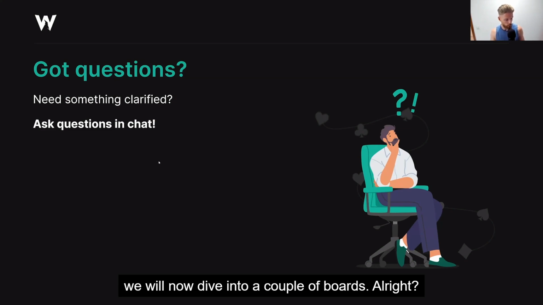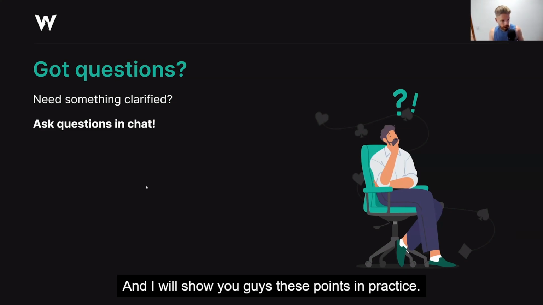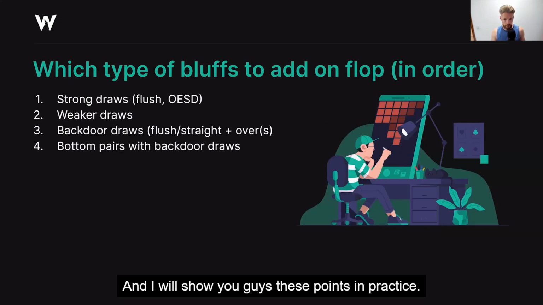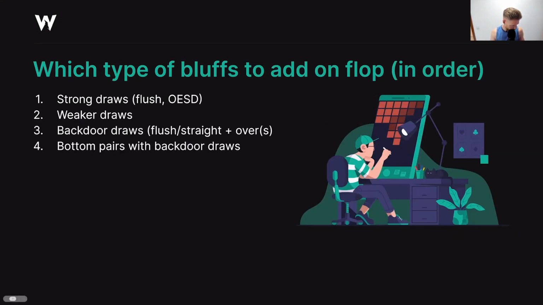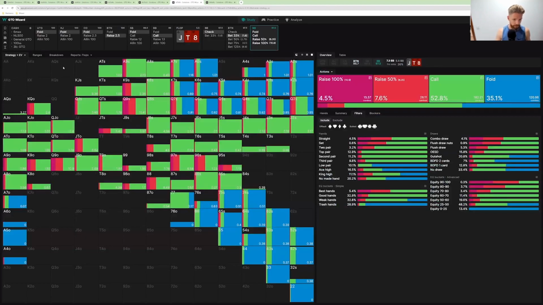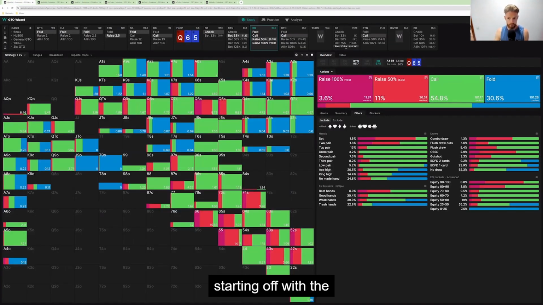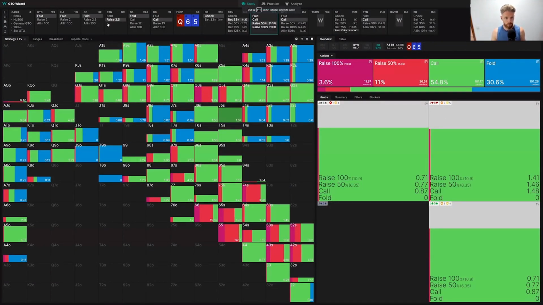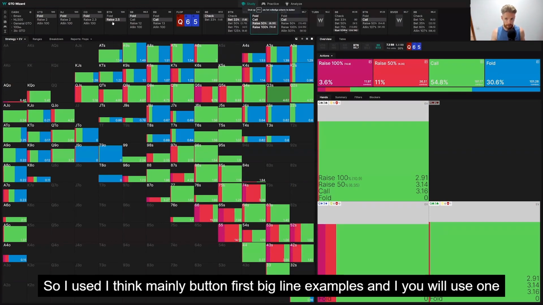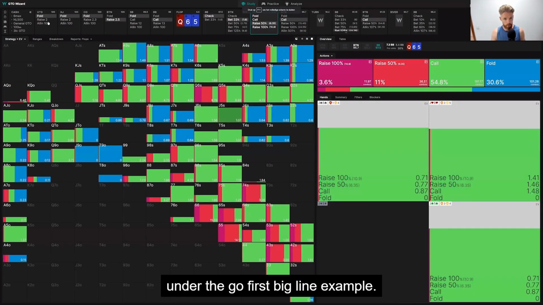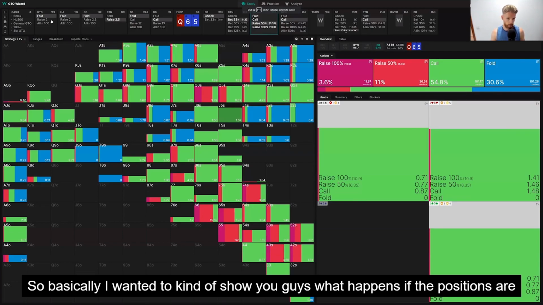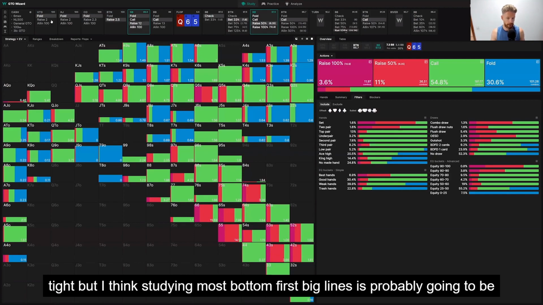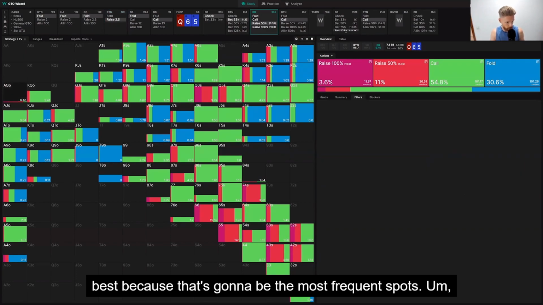We will now dive into a couple of boards. All right. And I will show you guys these points in practice. I separated a couple boards for you guys, starting off with the Queen 6-5. I used mainly button versus big blind examples, and you will see one under the gun versus big blind example. Basically, I wanted to show you guys what happens if the positions are tight. But I think studying mostly button versus big blind is probably going to be best because that's going to be the most frequent spot.